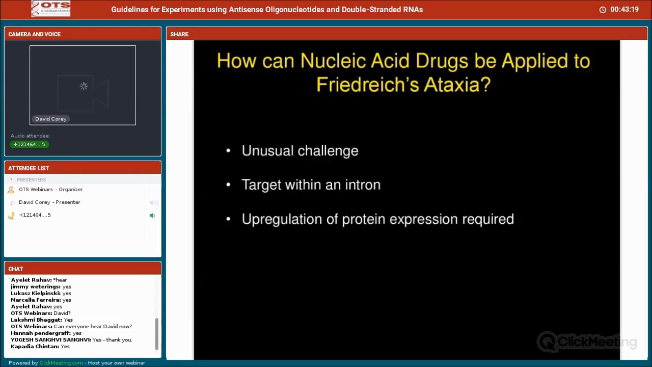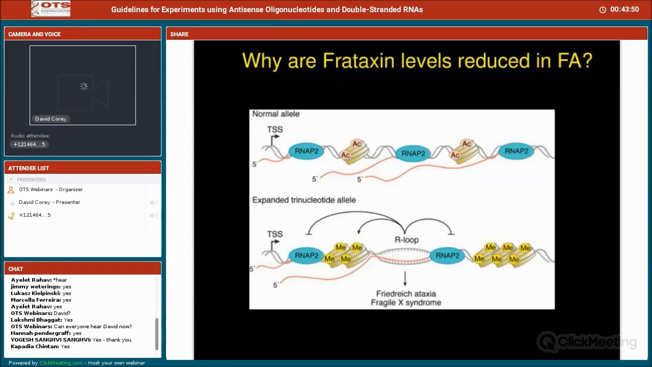So how can nucleic acids be applied to Friedreich's ataxia? Well, first, this is an unusual challenge. The target's within an intron, and we would have to manage to upregulate protein expression. So whenever you see a target with this kind of novelty, the bar is going to be higher to building a case for your audience that any phenotype that you see is on-target.